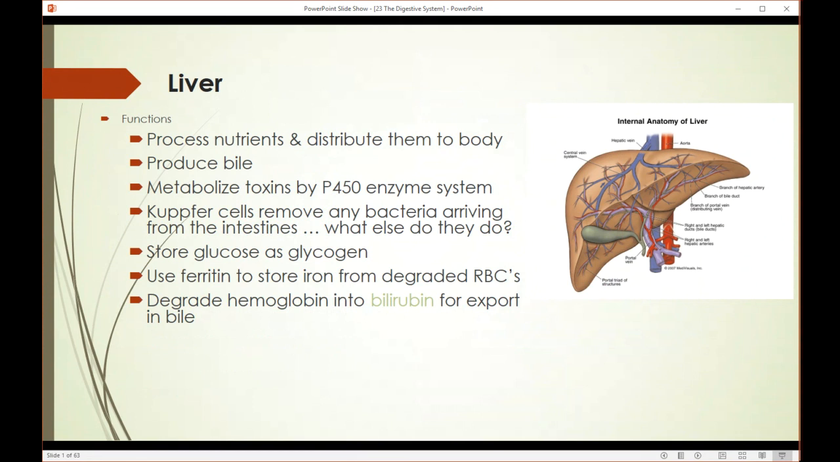Any idea what else they might do? They help to break down old red blood cells. They store glucose as glycogen. What's that process called when we store glucose as glycogen? Anybody? Glycogenesis. We're going to use ferritin to store iron from our degraded red blood cells, and we help to degrade hemoglobin into bilirubin for export in the bile.